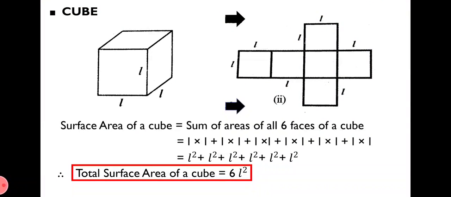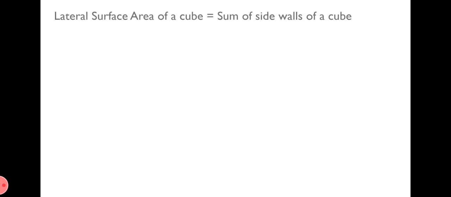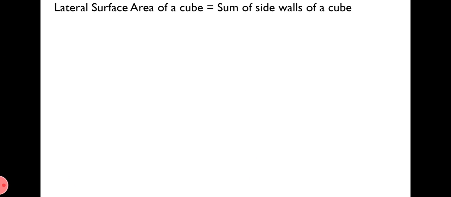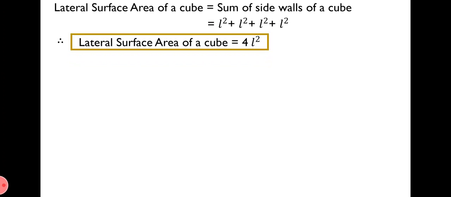So let's see the lateral surface area. Lateral surface area of a cube equals the sum of areas of the side walls of a cube. Please mention the word areas. Sum of areas of side walls of a cube equals L square plus L square plus L square plus L square, that is equal to 4L square. Therefore, lateral surface area of a cube equals 4L square. This is the formula which we use to find the lateral surface area of a cube.